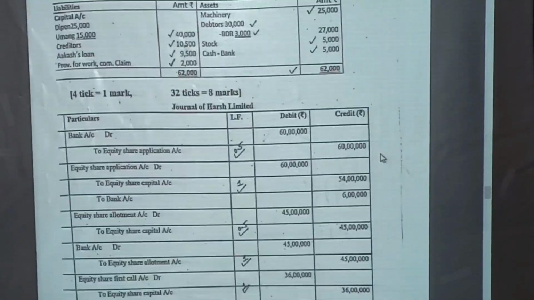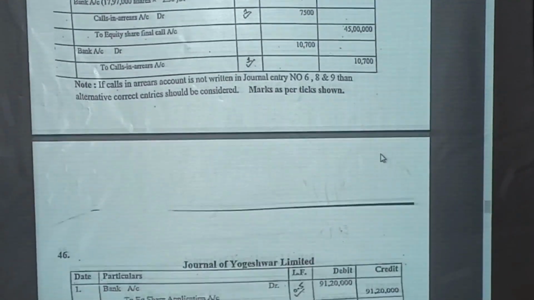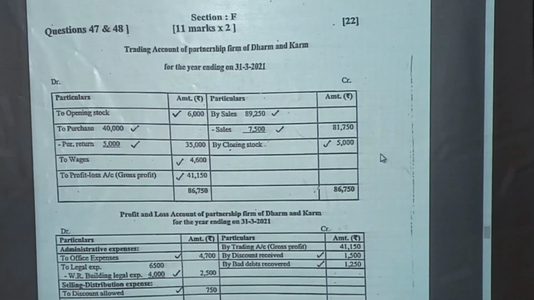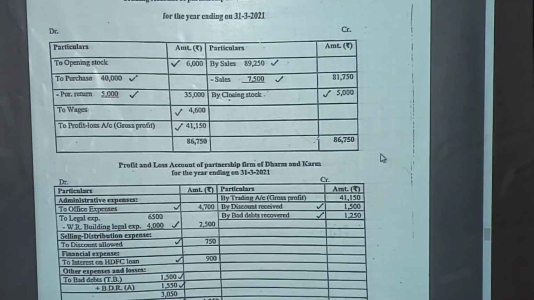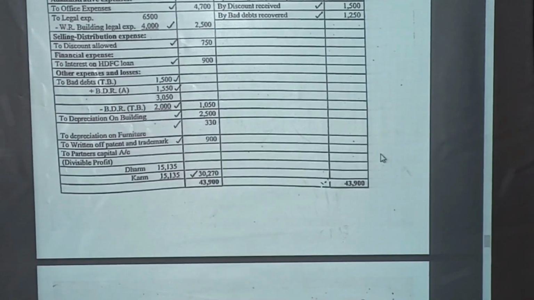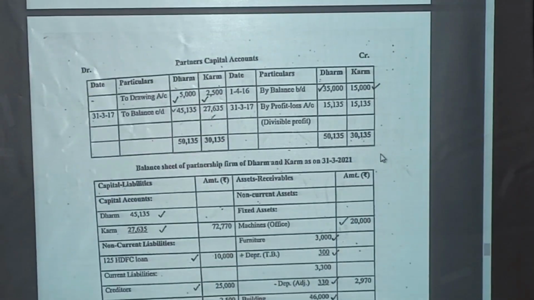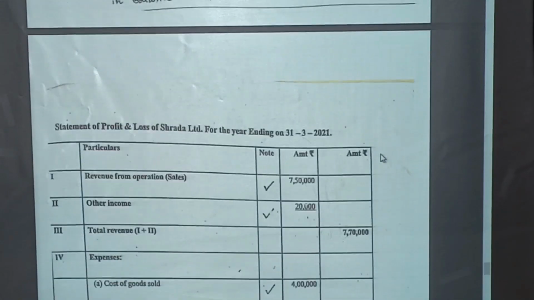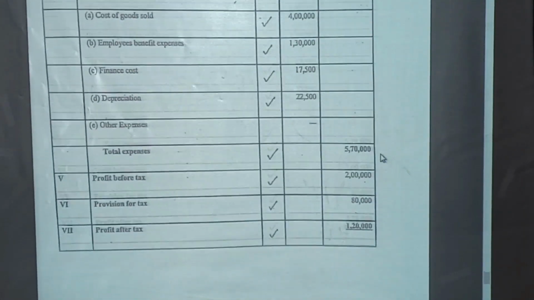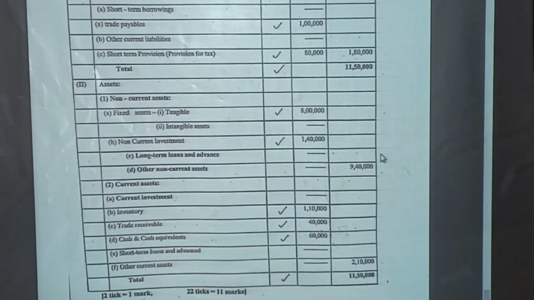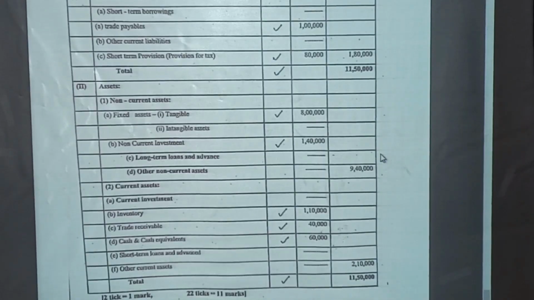And then the last section, section number F, having 22 marks. For question number 47, final account of partnership firm, students need to complete this question in 20 to 25 minutes. And for question number 48, that means company's final account, students need to complete this question in 15 to 20 minutes. By this time management, students can get maximum marks with less effort and with proper time management.